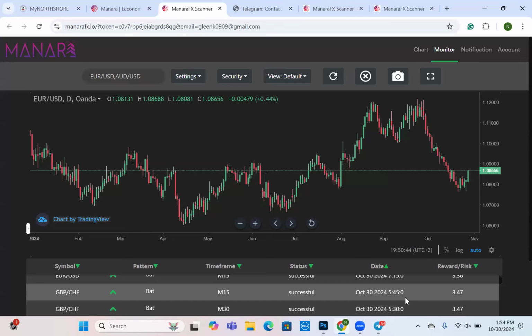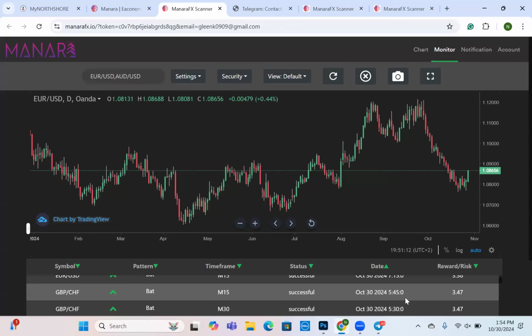Pattern is BAT. If you see a different pattern here, if you did not set it to a different pattern, it means that your settings have gone back to default. You need to go and restart it again. Then the time is 15 minutes. If you see 5 minutes here, or you see day here, your settings are scattered. Go and reset. The status says successful. When a status says successful, it means that the trade has hit TP.